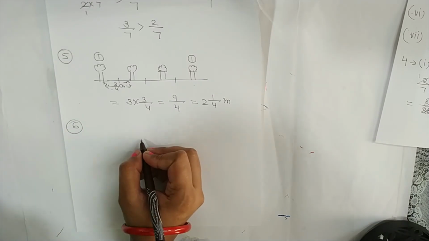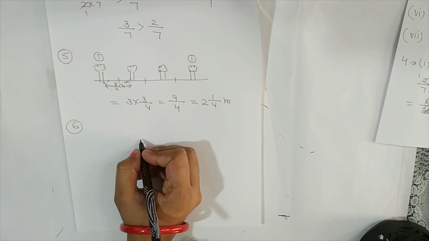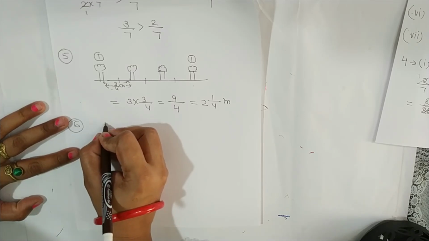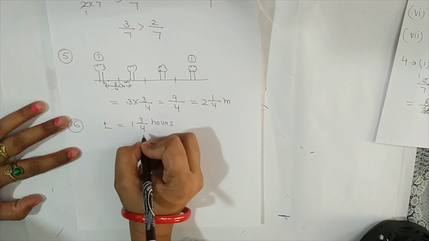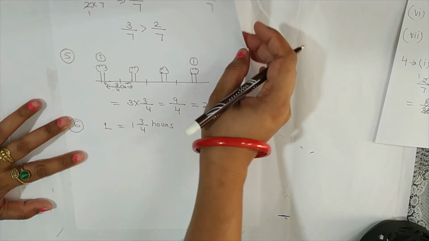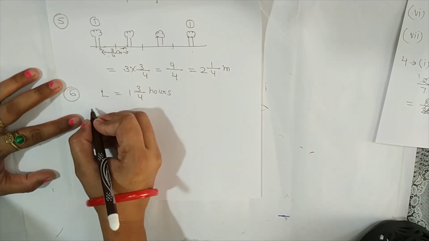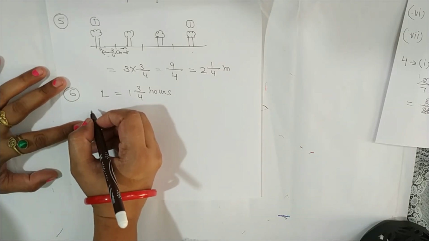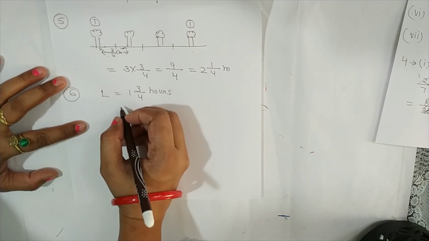Question number 6. Lipika reads a book for 1 3/4 hours every day. So the time taken by Lipika to read a big book is 1 3/4 hours. You have to write the statement; I am only solving the questions. She reads the entire book in 6 days. So how many hours in all were required by her to read the book?